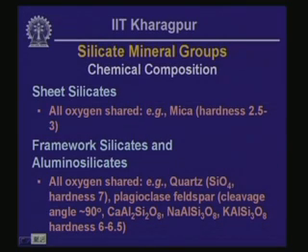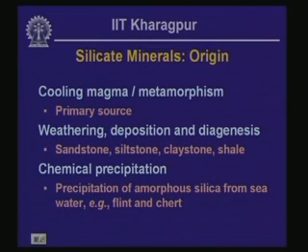Plagioclase feldspar has got a hardness of 6 to 6.5, and the formulas of plagioclase feldspar are also mentioned on the slide there. These are basically calcium aluminosilicate or sodium aluminosilicate or potassium aluminosilicate. Okay. So, that kind of brings us to the end of different subclasses of silicate minerals.